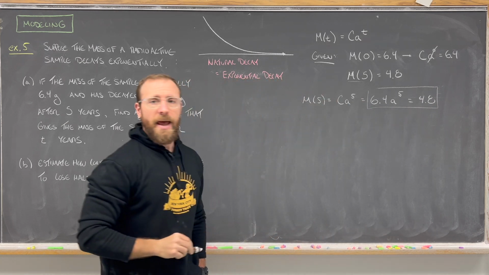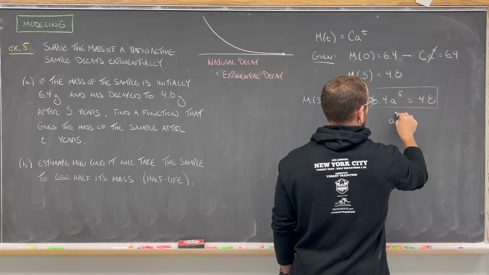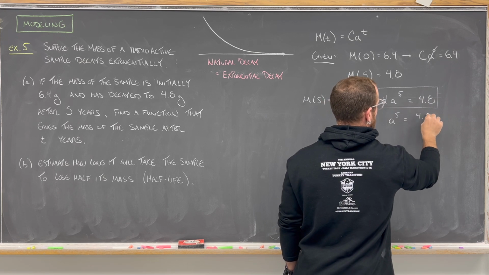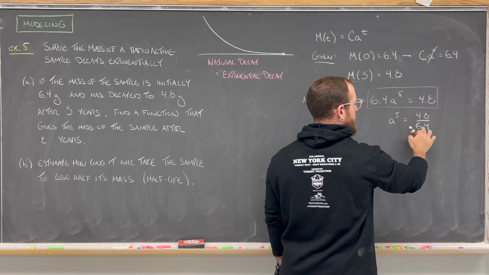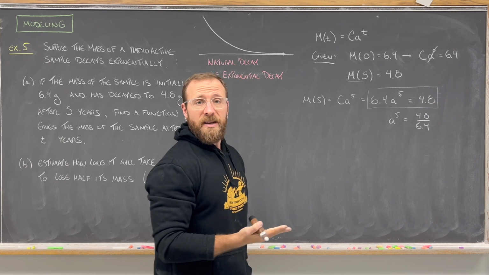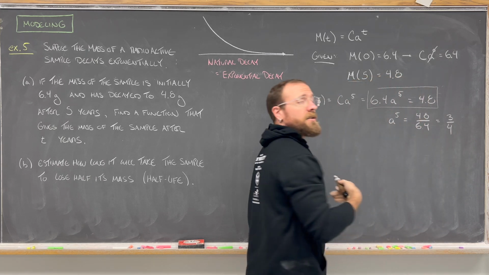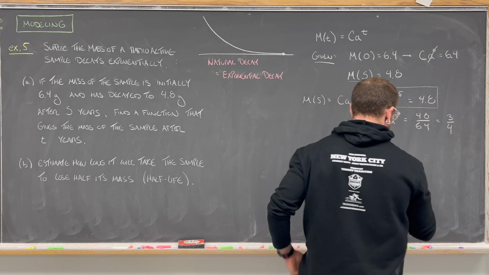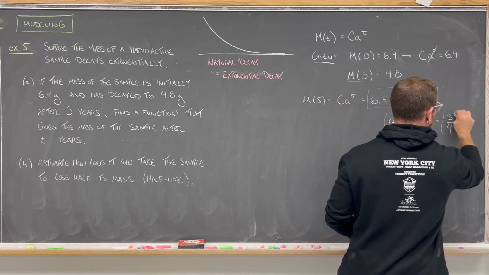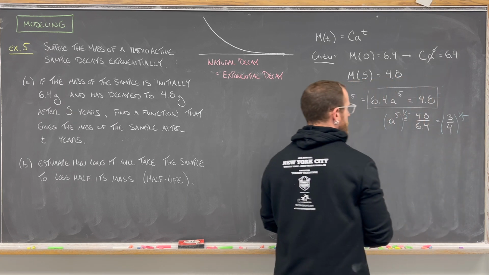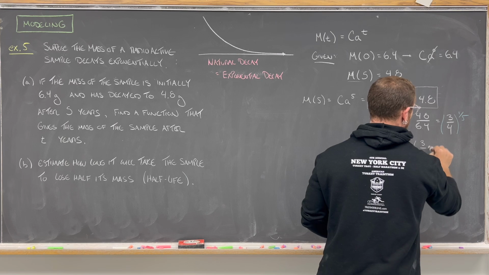I have to solve that for a, and it shouldn't be too bad. If I divide both sides by 6.4, that's a to the 5th equals 4.8 divided by 6.4. Of course, you can think of that as 48 divided by 64, and that's 3/4. So there we go. And if I take the 5th root of both sides, that is to say, if I raise both sides to the power 1/5, then I'll get a is equal to the 5th root of 3/4.